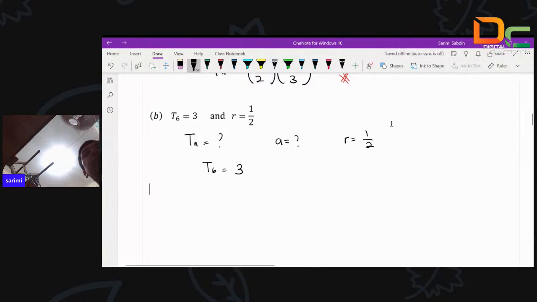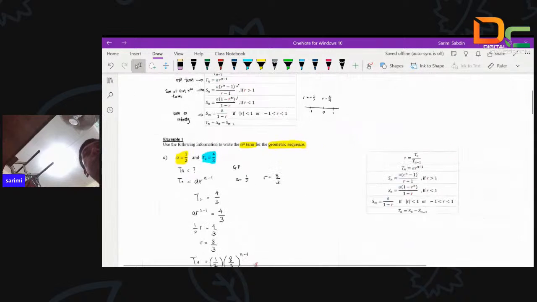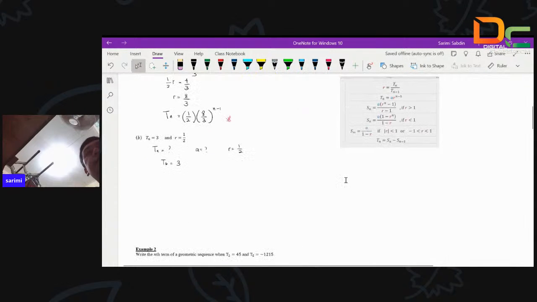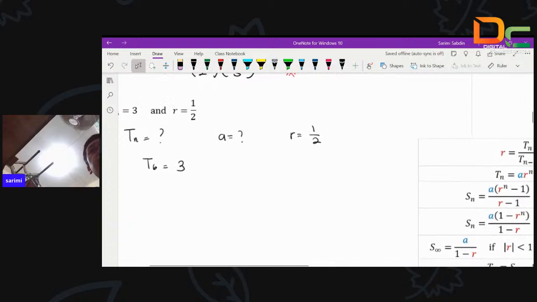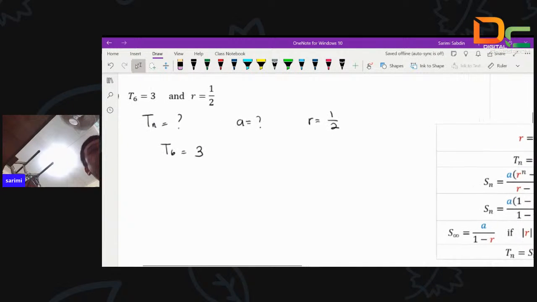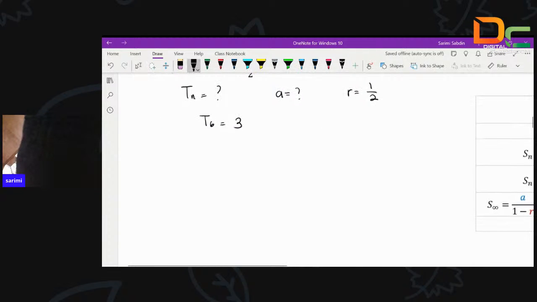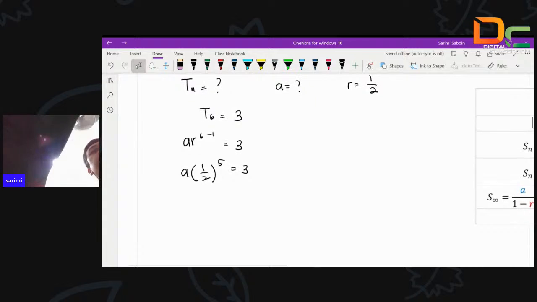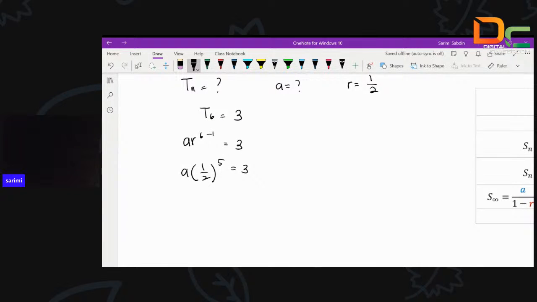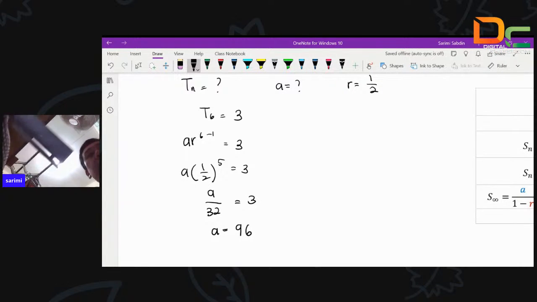So by the formula of Tn, which is ar to the power of n minus 1, T6 means that ar to the power of 6 minus 1 equals 3. And we know the value of r, which is half. So a times half to the power of 5 is equal to 3. Half to the power of 5 is equivalent to 1 over 32. So it becomes a over 32 equals 3. So a is equal to 96.